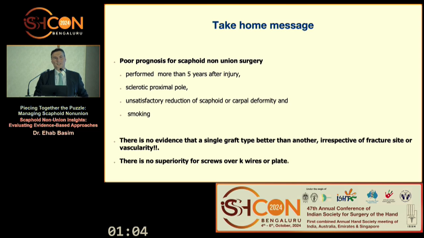So the take-home message, I don't think, has changed in the last 20 years, except maybe for the mechanical stability, where we now have more evidence. Still, it's a poor prognosis if surgery is performed after 5 years, with a sclerotic proximal pole, unsatisfactory reduction of the scaphoid, or carpal deformity. There is no evidence that one graft is better than the other. Ask your patient to stop smoking, and there is no superiority of a screw over a K-wire or a plate. Thank you very much.